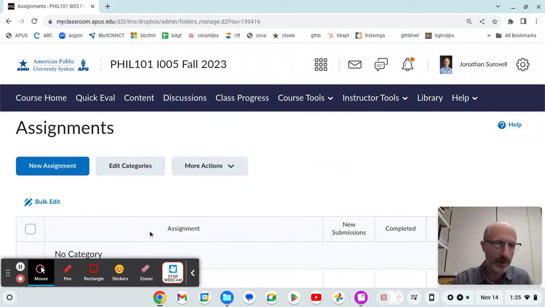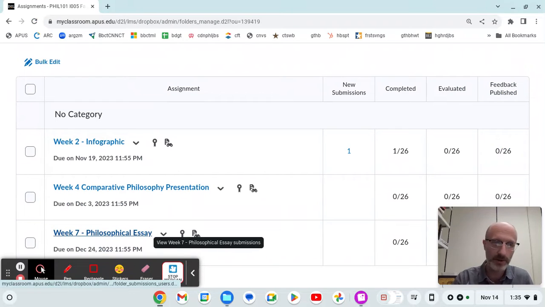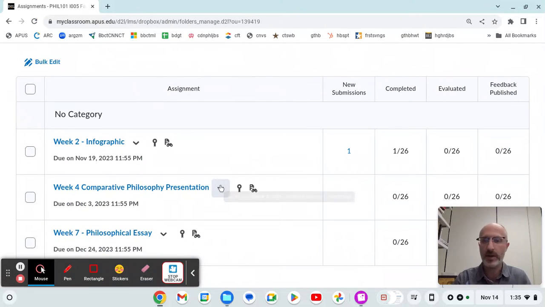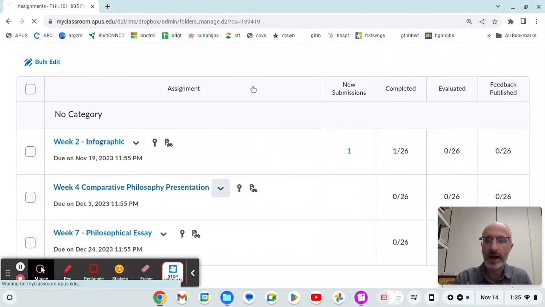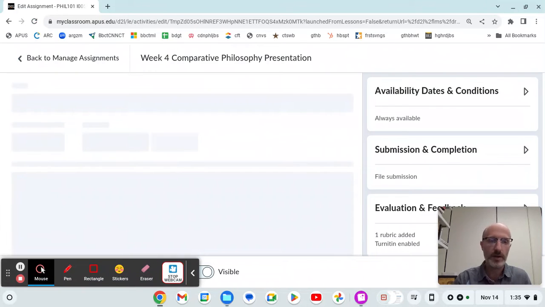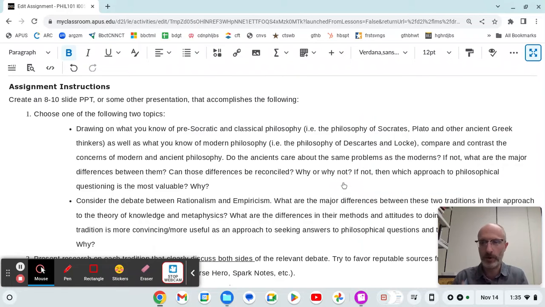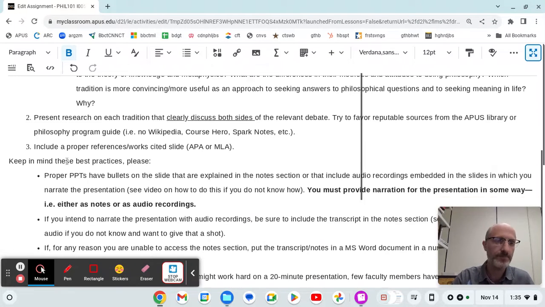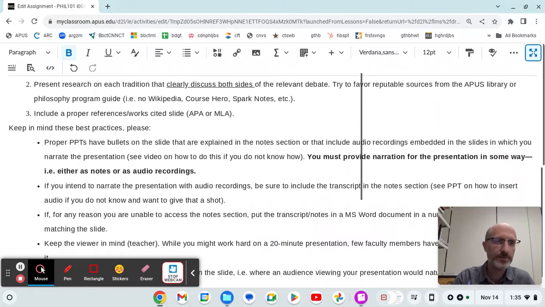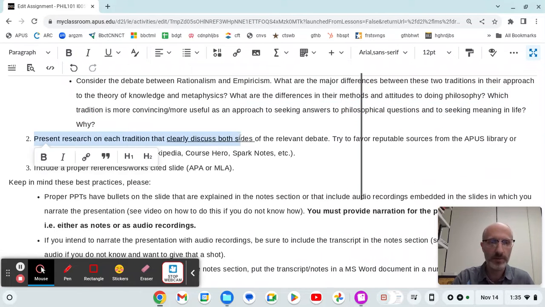I would also strongly recommend looking at primary sources. If you're writing about rationalism and empiricism, for the rationalist part of the assignment, talk about the original Descartes texts. Cite and refer to the stuff that Descartes himself wrote, not just the summaries of it in the course site or elsewhere. All right, so those are the topics. Present research on each tradition that clearly discusses both sides of the relevant debate.